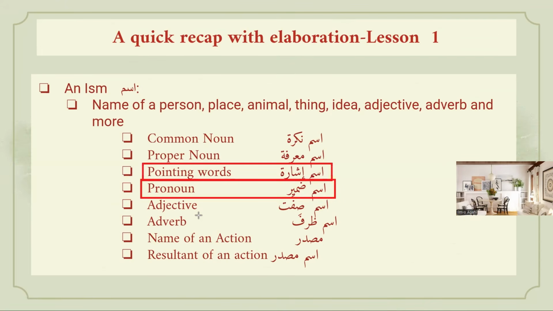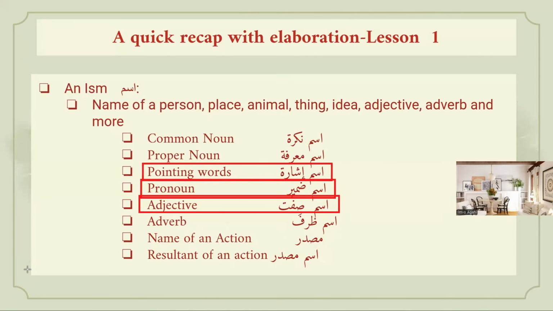Adjective, the characteristic or the property of an ism. Adjective is like any attribute, quality, good or bad, long, short. So all these types of adjectives, these are called ism sift. Then adverb, these are called zarf. Then the ideas or the name of an action is masdar. And another type of word is ism masdar. Masdar is to write. When you say to write is a masdar, and writing is ism masdar. So inshallah, we will learn this in detail.